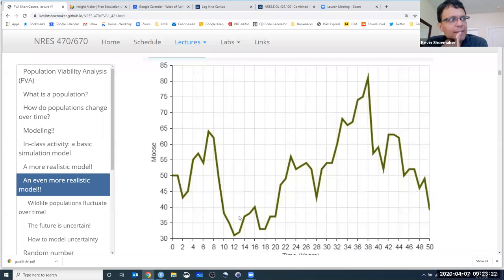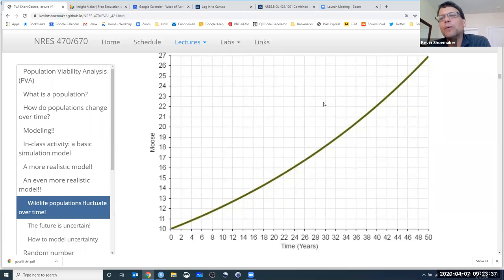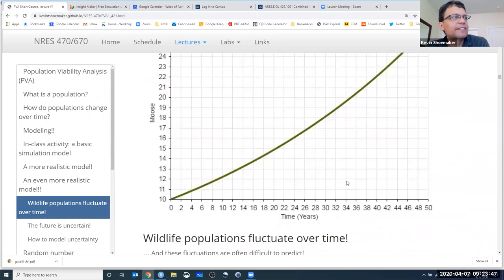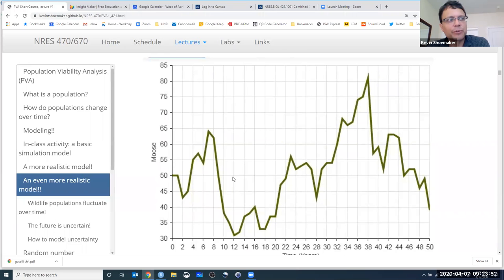And so this is much more realistic. If you look at real world population trajectories, if you monitor a population year after year for 50 years, this is more what it's going to look like than this. So to simulate that kind of variability and uncertainty, we incorporate random number generators into our models. This is called the deterministic model, and this is probably produced from a stochastic model.